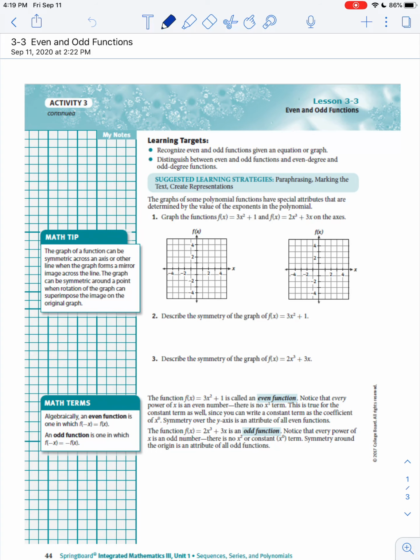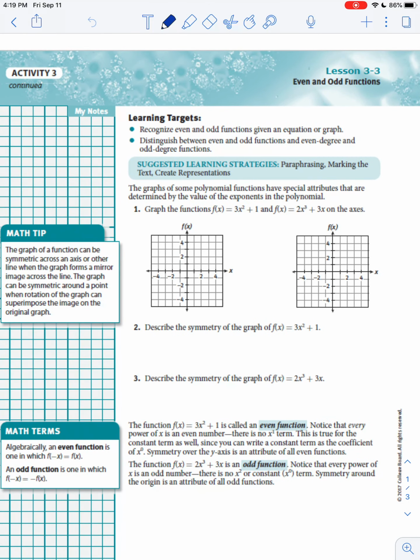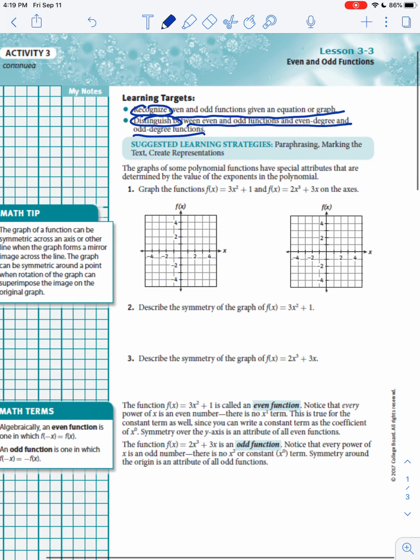Hi, and now we are on to lesson 3-3, which is going to cover even and odd functions. In this lesson, we are going to recognize even and odd functions given an equation or the graph, and we are going to distinguish between even and odd functions and even degree and odd degree functions. See that there's a difference between those things.